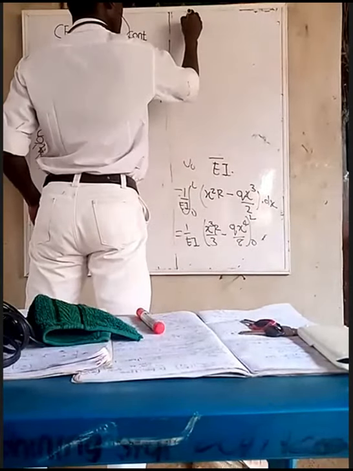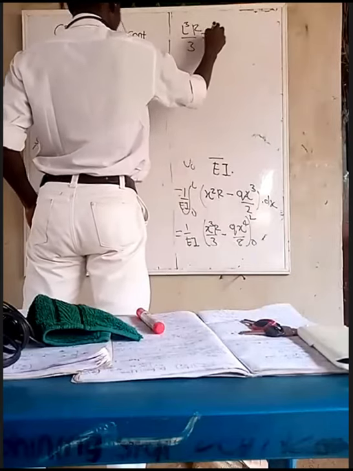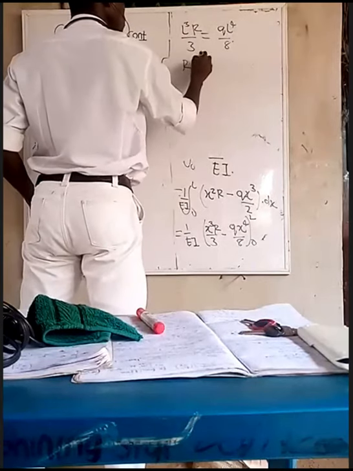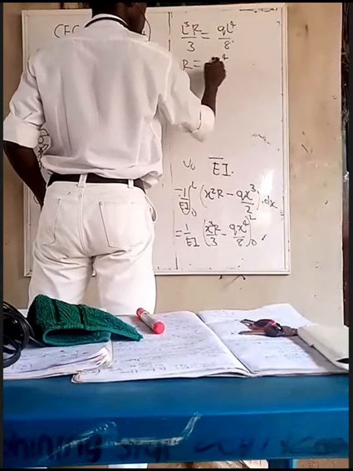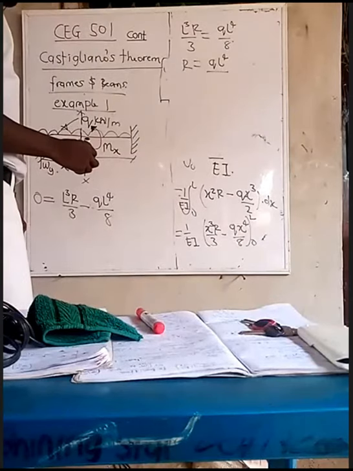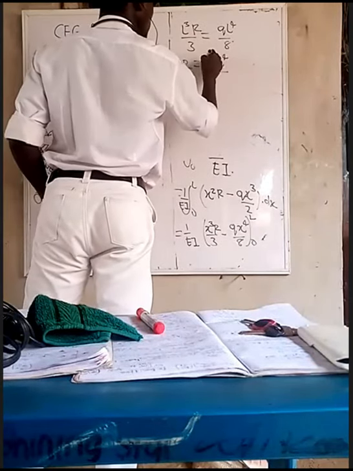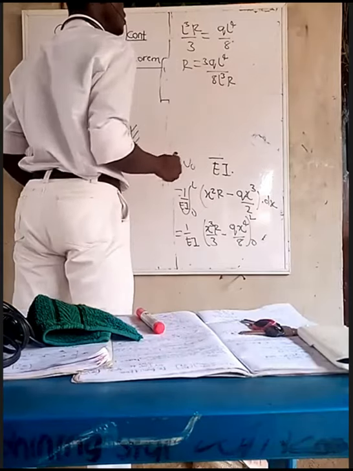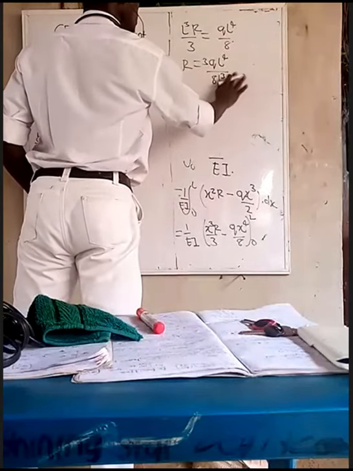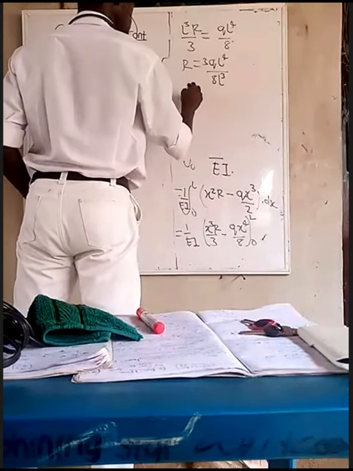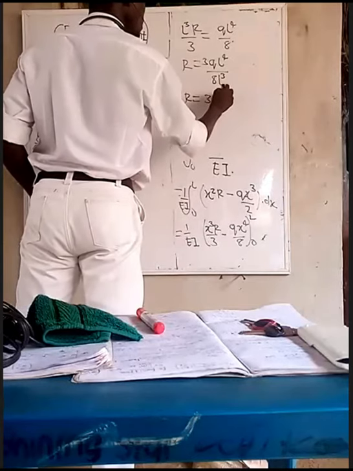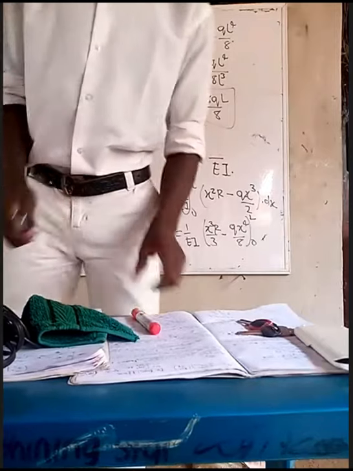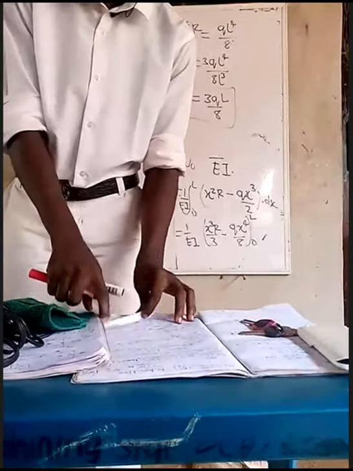So that means L cubed R over 3 is equal to qL raised to power 4 over 8. So R will be equal to qL raised to power 4 over, I believe we didn't miss anything. Please let me know. 8 L cubed R. Oh, sorry, 8 L cubed. So that becomes R is equal to 3qL over 8. So that's the reaction at that prop support. Is that clear before we quickly move into the next question?